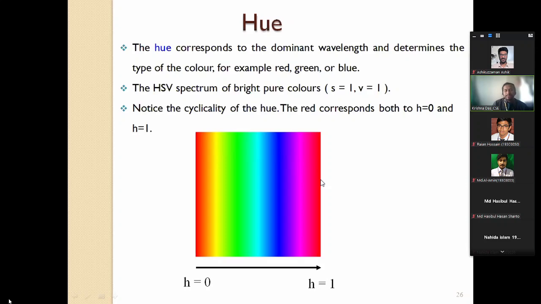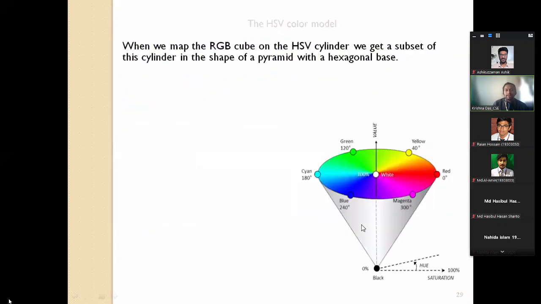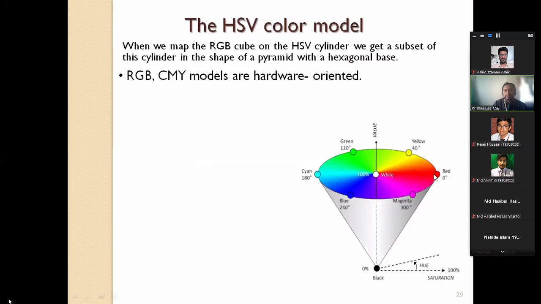That means this is a cyclic nature. So the hue has the highest value and the lowest value, and in both cases you get red, right? That means it's coming back again. That's why we have that cyclic nature. As you can see, it's coming back again. So this is 0, and when it comes back at the highest point here, 1, that is also red. So it can happen for any color.